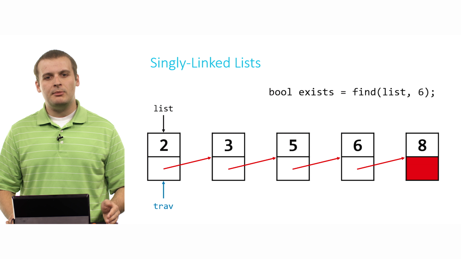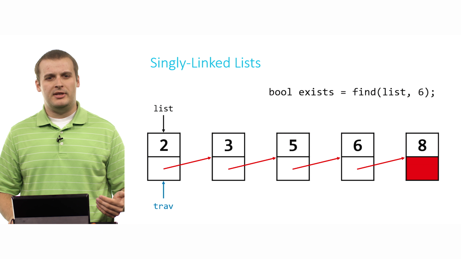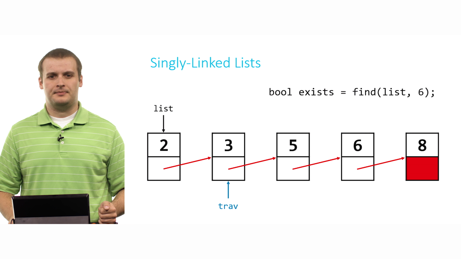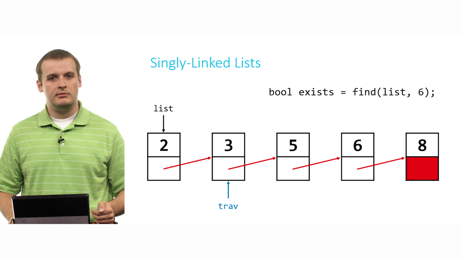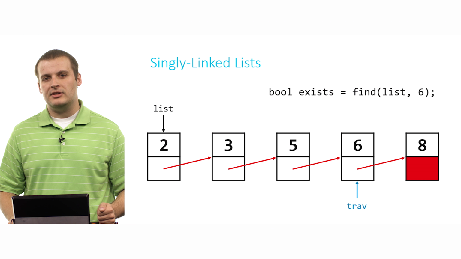So is 2 what I'm looking for? Well, no. So instead, I'm going to move to the next one. So basically, I would say trav equals trav next. Is 3 what I'm looking for? No. So I continue to go through until I eventually get to 6, which is what I'm looking for based on the function call I have at the top there.